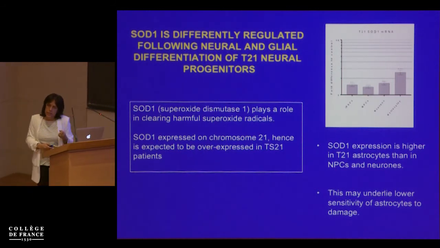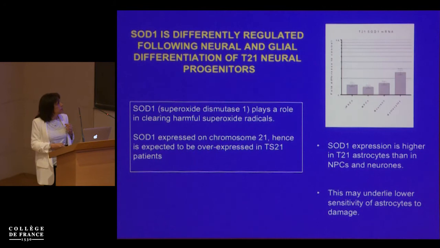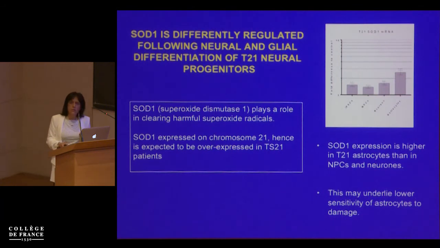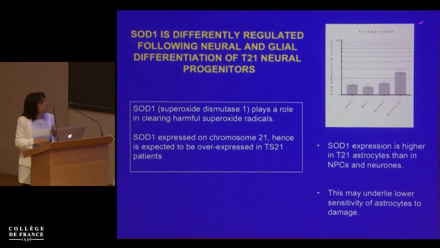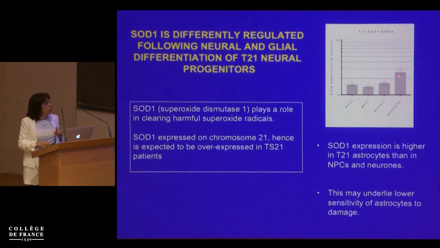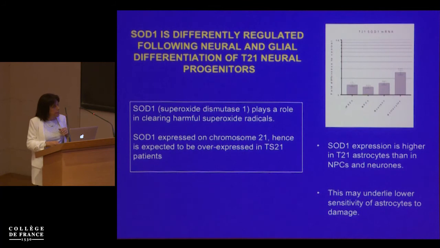replicated in this patient, there is also SOD1. So there is one gene that is superoxide dismutase 1 that play an important role in clearing harmful superoxide radicals. So we looked at whether there were changes in its expression with differentiation of the different cell types.